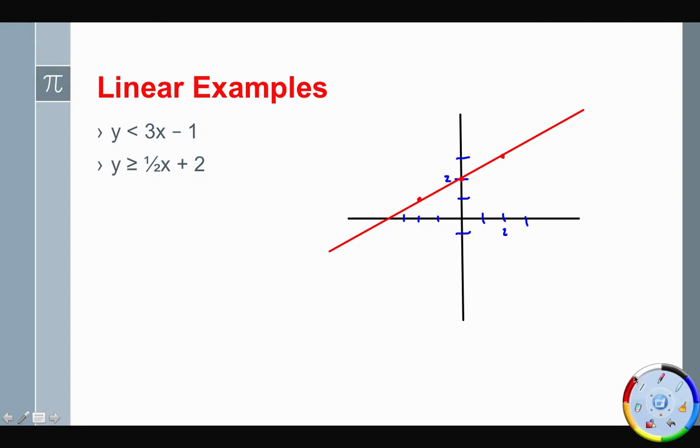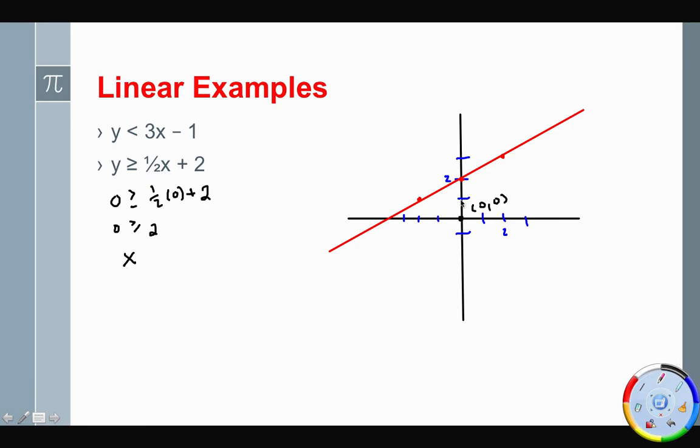That solid line now has kind of a top and a bottom half of the graph, so I need to test a point. Well, this line does not go through the origin, so I'm going to test the point 0, 0. So here's the 0, 0. I'm going to plug in 0 for y and 0 for x, and I get 0 is greater than or equal to 0 plus 2, which is 2. That is a false statement.